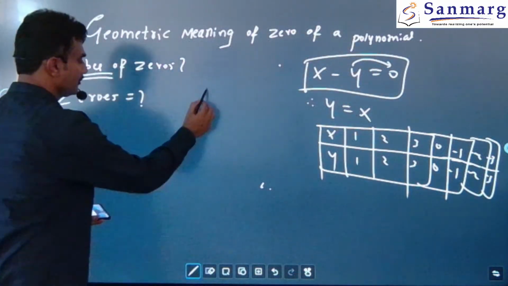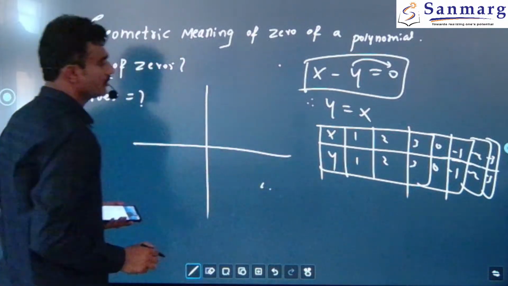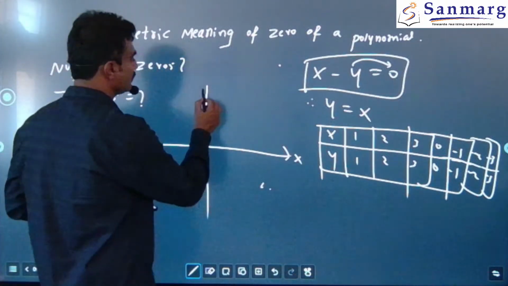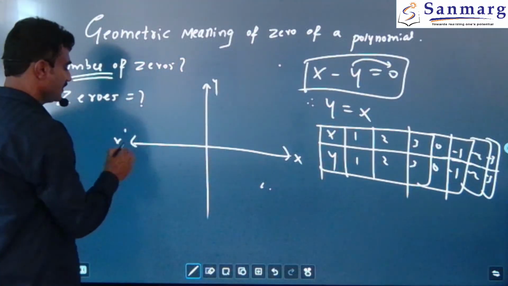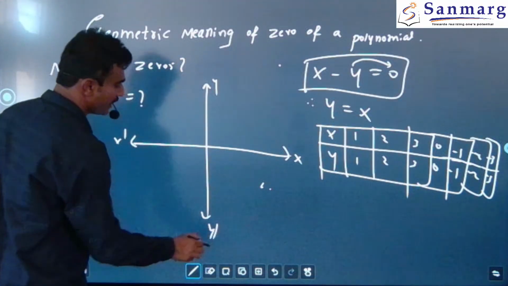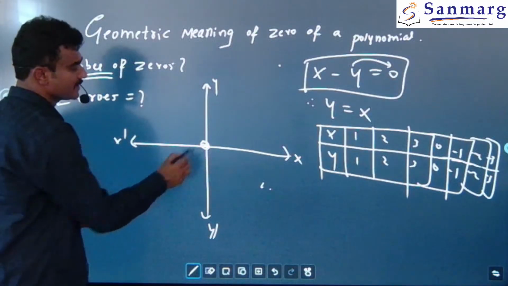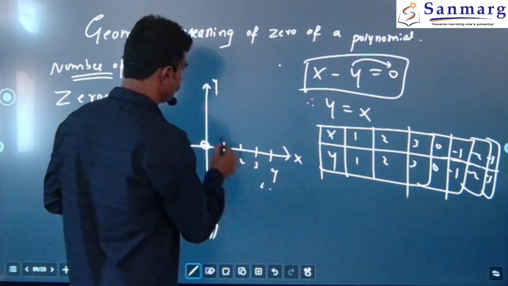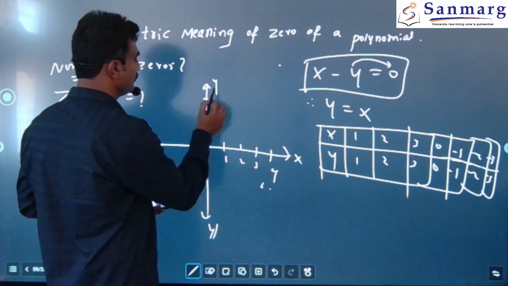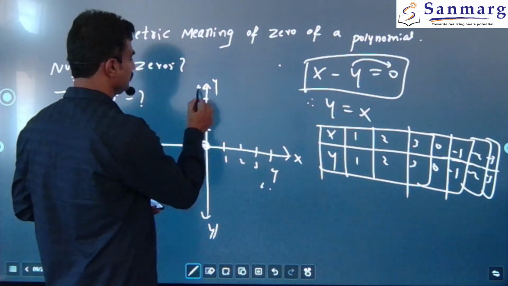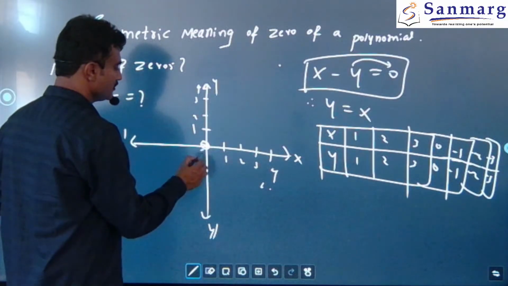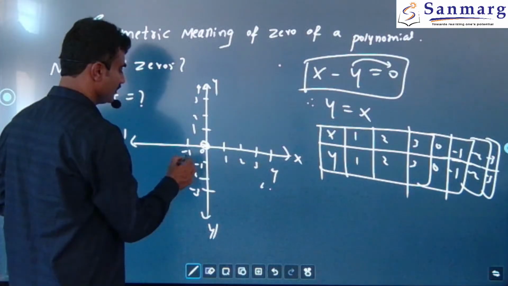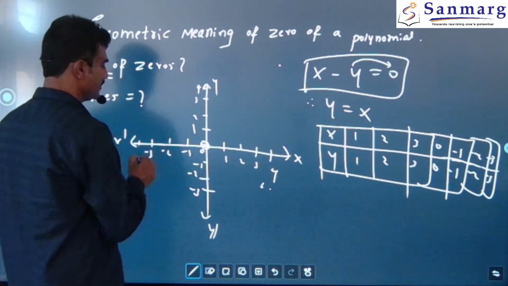Suppose I substitute the values of x and y in a graph, with the x axis and the negative y axis. Suppose I plot all the points: 1, 2, 3, 4. This is the origin 0, this is minus 1, minus 2, minus 3, and minus 1, minus 2, minus 3.